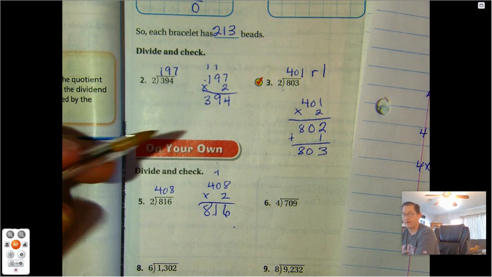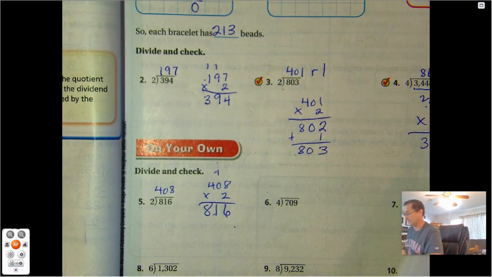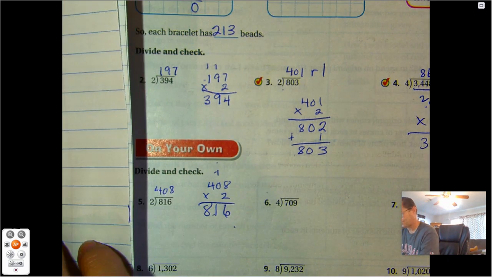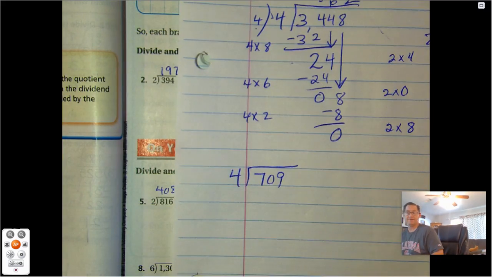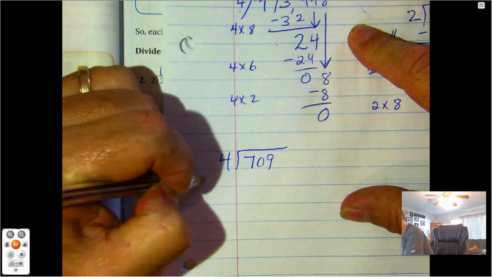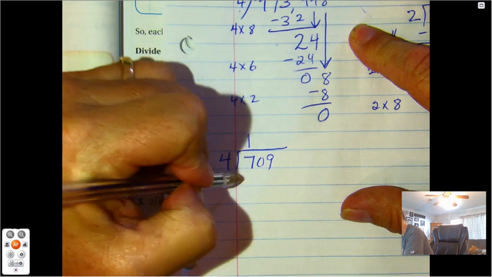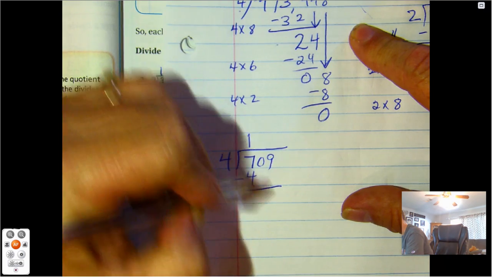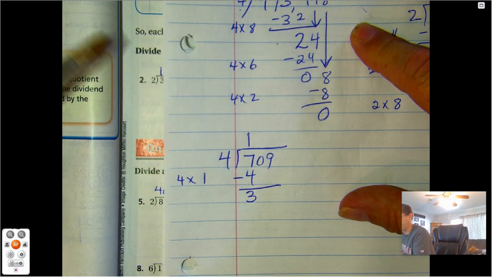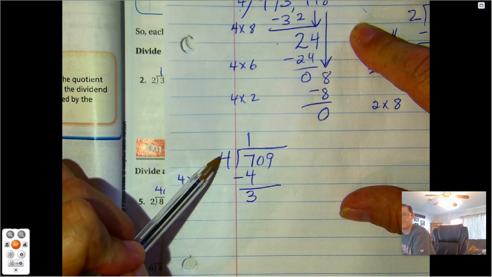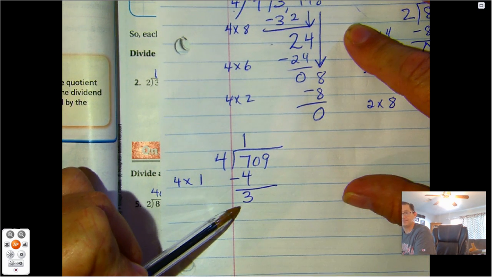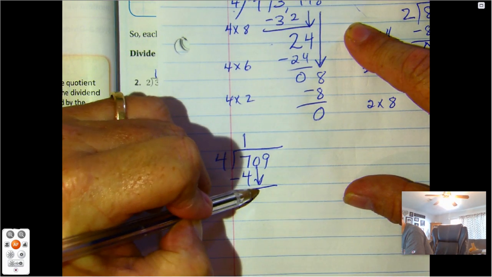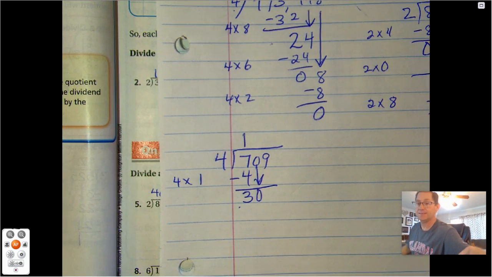Okay, number 6, 709 divided by 4. I can share the 700s with the 4 groups. I can only put 1 in each group, but it can be shared equally, leaving me 300. I can't share 300 with 4 groups, so I'm going to trade that for 30 tens, and I'm going to bring down the 0 tens. Okay.